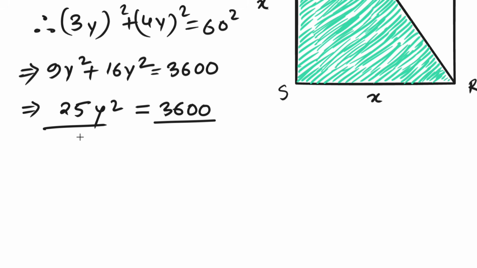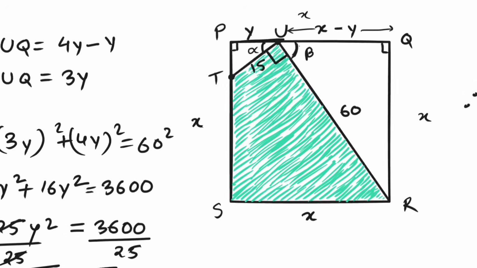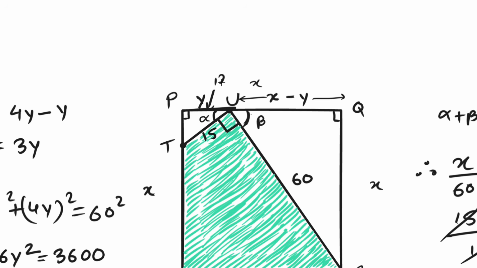Now divide both sides by 25. That gives y squared equals 144. Taking the positive square root, because a length cannot be negative, we get y equals 12. So our small top segment PU is 12 units long.